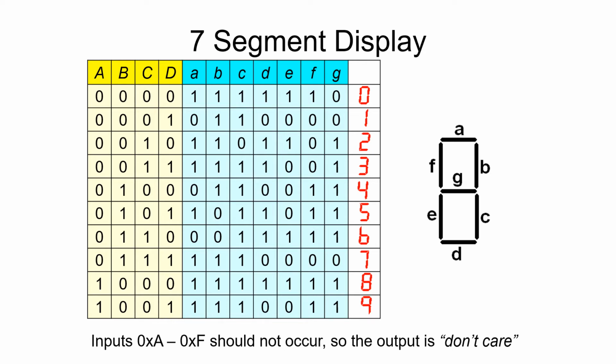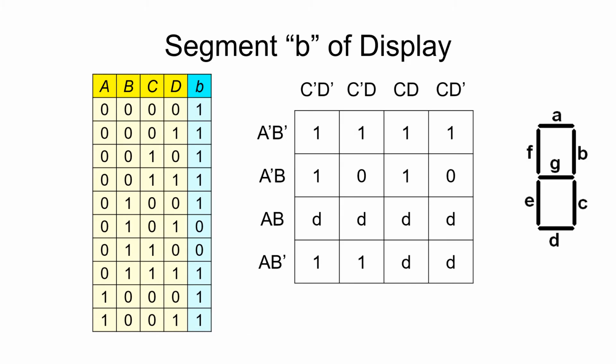And there are 4 inputs. Since there are 4 inputs, 2 to the 4 is 16, so there are 6 values that are not shown. That would be 10, 11, 12, 13, 14, 15, or if you're doing hex, from A to F. We don't care what those values are, because if we're displaying decimal numbers, they shouldn't occur.